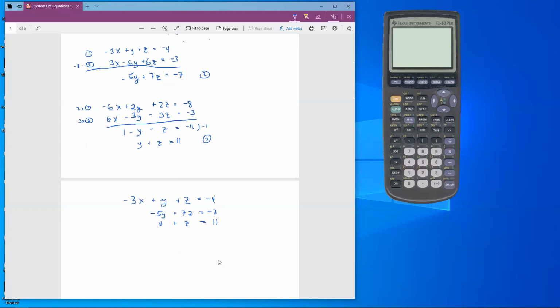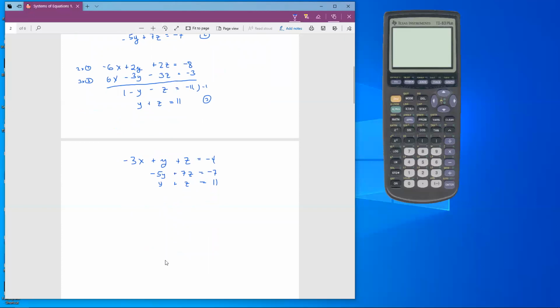All right. So the plan now is we're going to eliminate this y from the third equation here. So we're going to write down our new equation 2, negative 5y plus 7z equals negative 7.